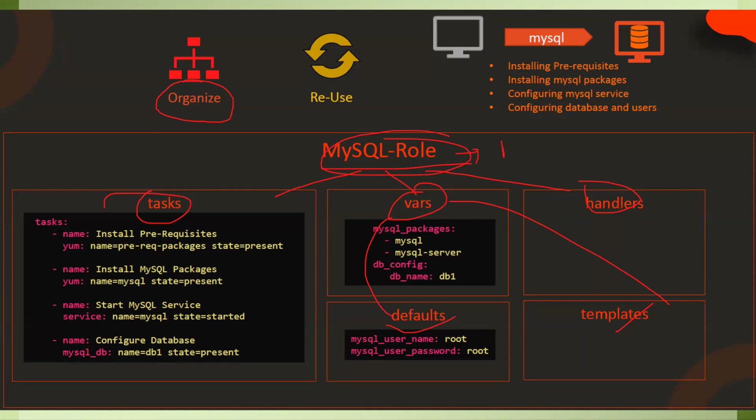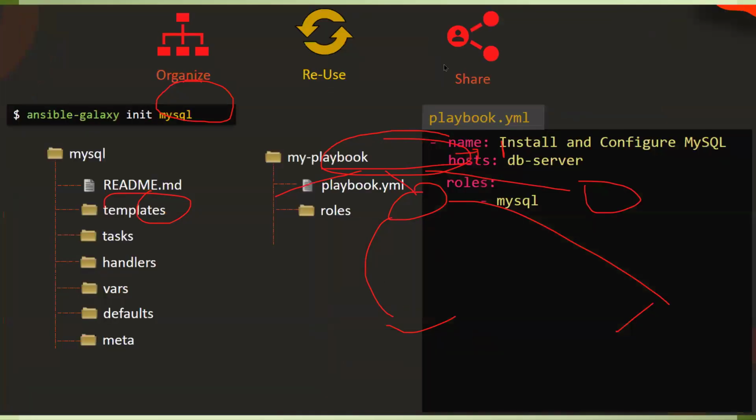This role is meant for MySQL Server. You can have your task definitions, you can have your database credentials and some default values, handlers, templates, everything, and save it as one folder in your local machine. And if you want to share it with others, you can simply publish it into the source code repository. Got it? So that is what we call sharing.